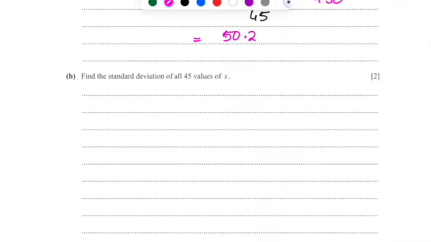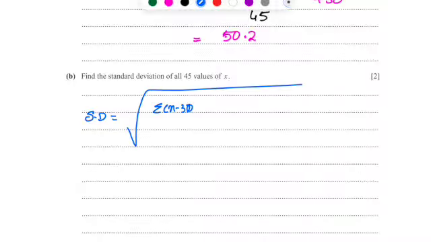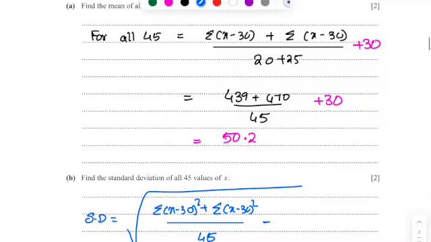Find the standard deviation. In the coding, the standard deviation does not change. So the standard deviation is going to be the same formula. Sigma x minus 30 whole square for the first 25 values, and for the next 20 values also we are going to add them up, but this time I'm going to divide by 45 minus the coded mean. So what was the mean? This was the coded mean, the mean for the coding one, so that you have to get it out over here.